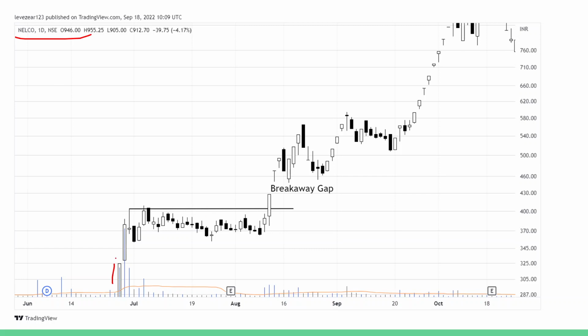As you can see, after a strong up move, look at the volume here, look at the size of the candles. After a strong up move, the price just consolidated for a month from July to August. As you can clearly see, it has been consolidating in a range.